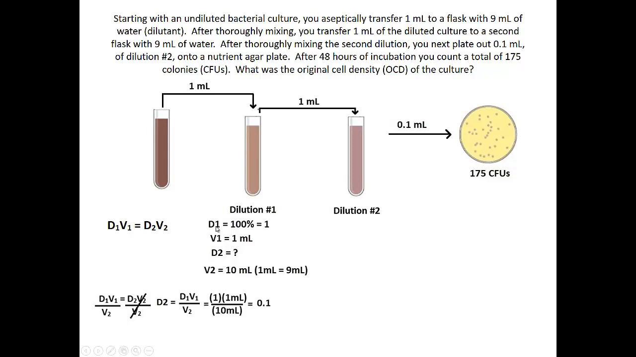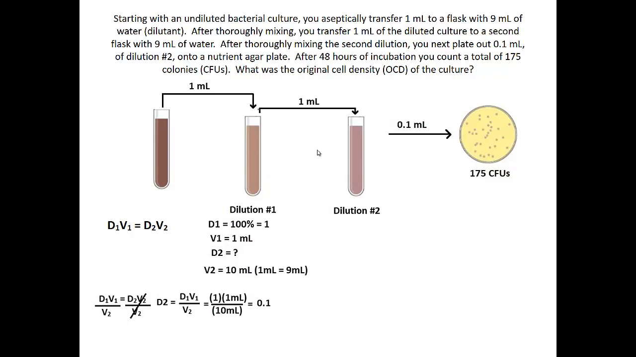Now we plug in the variables from our numbers set up here. D1 is equal to 1, V1 is equal to 1 ml, V2 is equal to 10. Now the units for mL are going to cancel out in this case. So mLs over mLs, that actually cancels out. So 1 times 1 is 1, divided by 10 is going to be 0.1, no units. So our D2, for the first dilution, is going to be equal to 0.1.